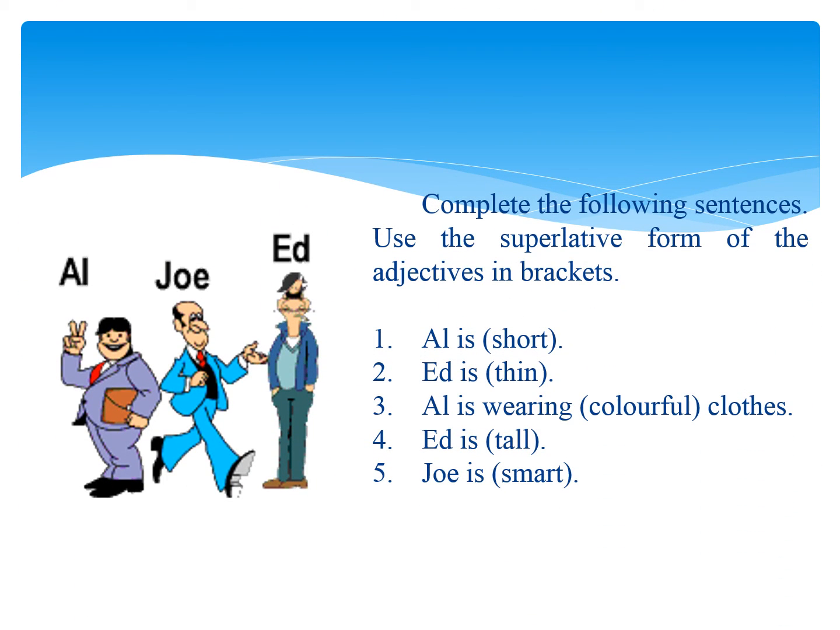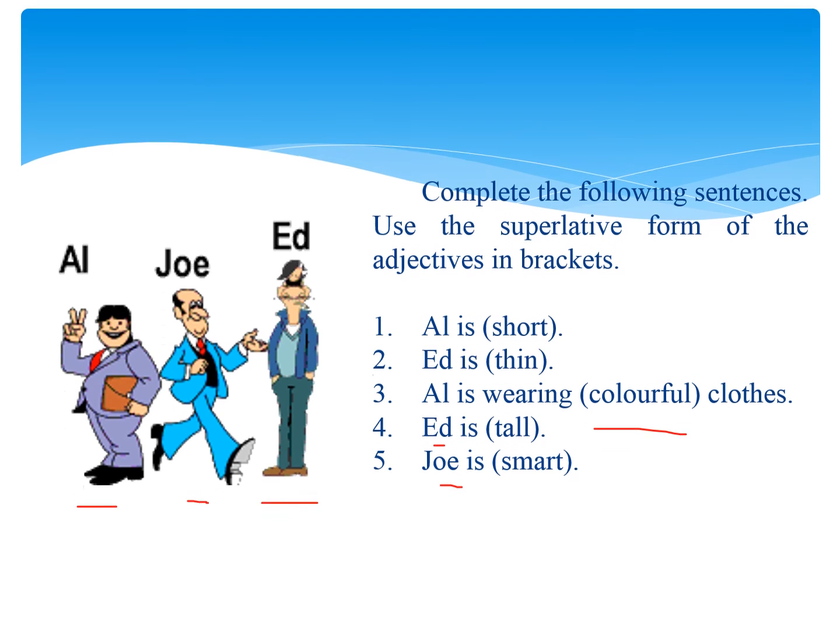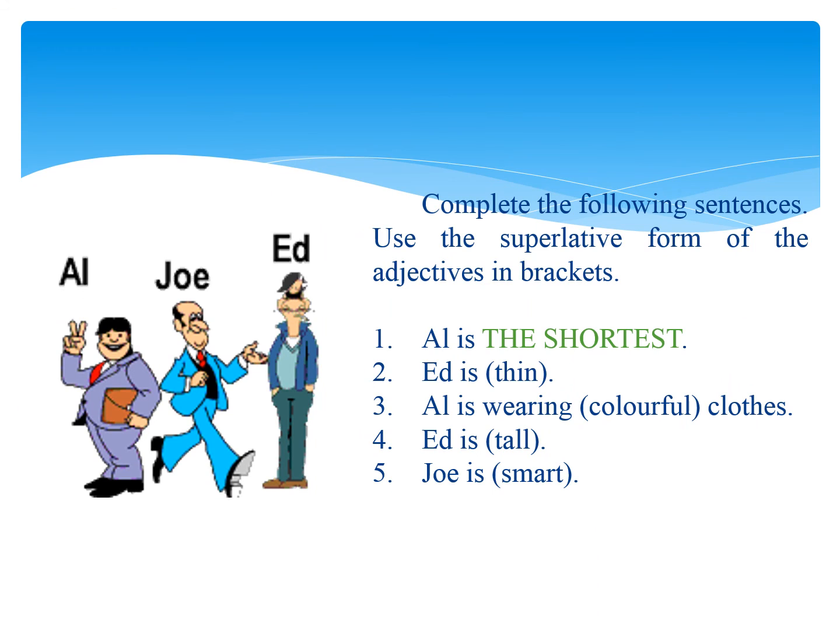Complete the following sentences. Use the superlative form of the adjectives in brackets. So we have here three people. We have Al, Joe, and Ed. So Al, and then you have short. Ed, thin. Al is wearing colorful clothes. Ed, tall, and Joe is smart. So Al, yes, he is shorter than Joe, and Joe is shorter than Ed. So we are going to say that Al is the shortest.